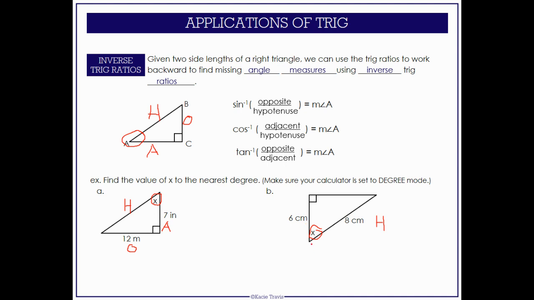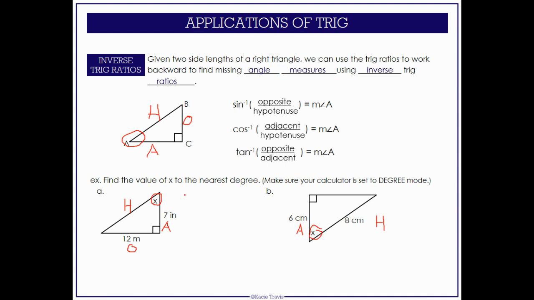Over here on B, 6, since it's touching angle x, is the adjacent. And we already know this side here, 8, is our hypotenuse. So, with these things in mind, let's go through and figure out which trig function we're going to use. Looking at A, they give us the opposite and adjacent side of this triangle. Because of that, we are going to need to use the tangent function.